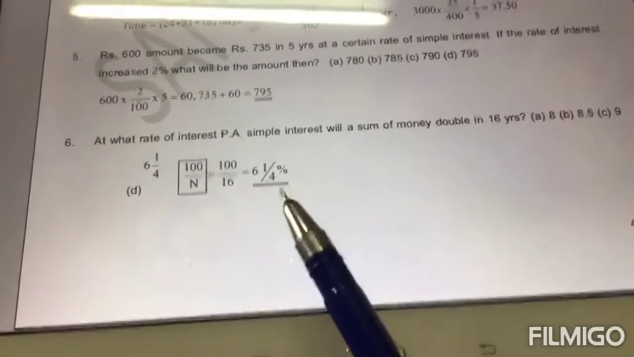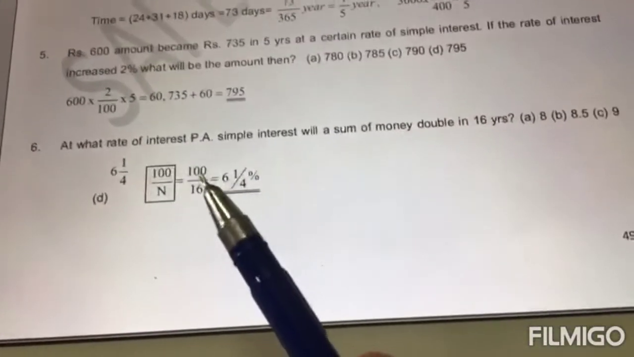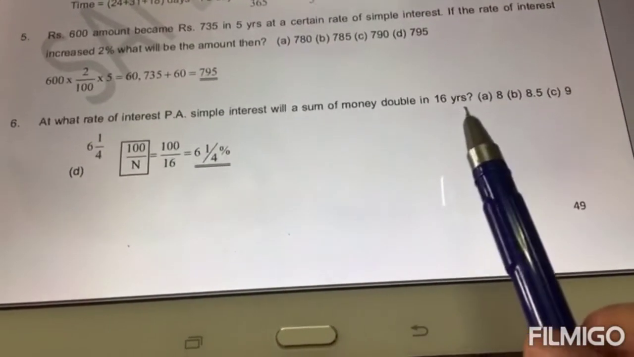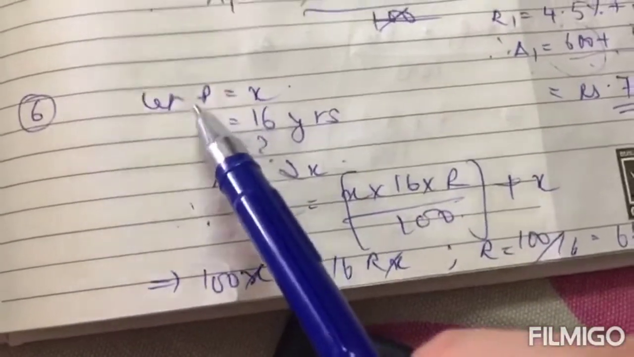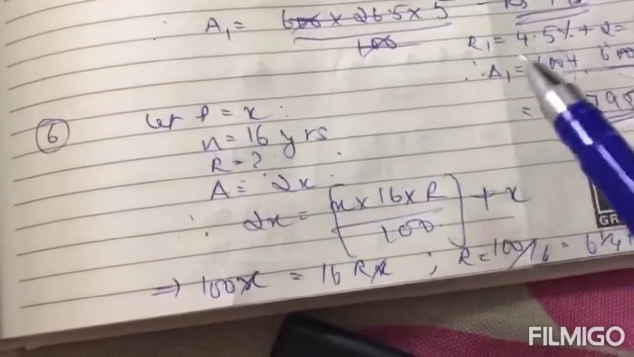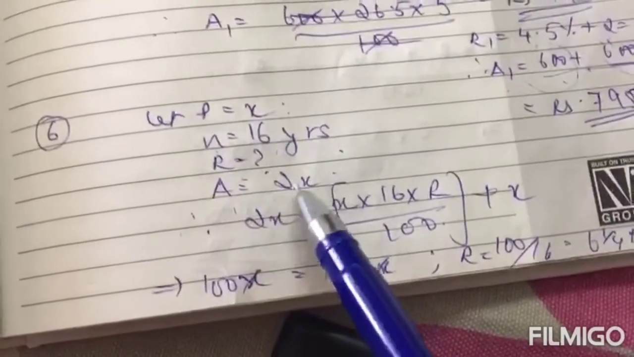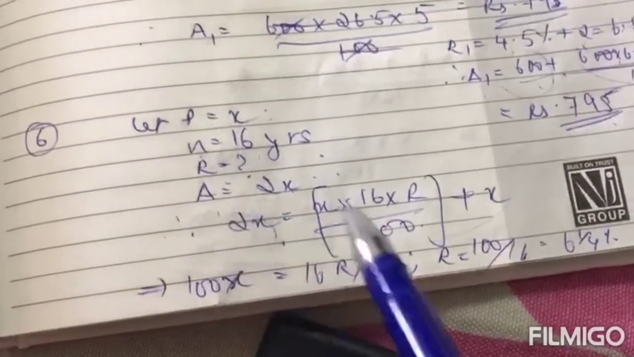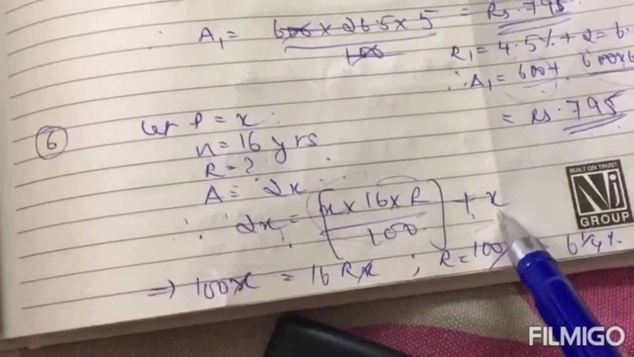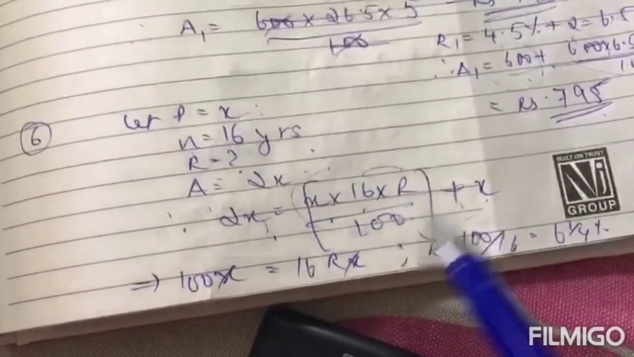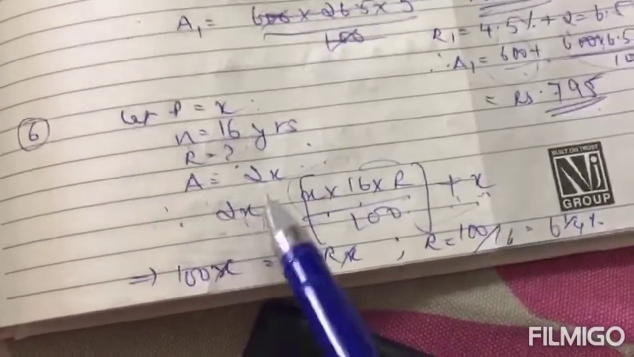Okay. Now, number 6. At what rate of interest per annum, simple interest, will a sum of money double in 16 years? Again, we have to find a rate of interest. Let principal be equal to X. N is given as 16 years. Rate, we don't know. They're saying amount is equal to 2x, right? Therefore, again, we will write the formula. Amount is equal to simple interest plus principal. So, simple interest is principal into N into R by 100 plus principal will give us 2x.